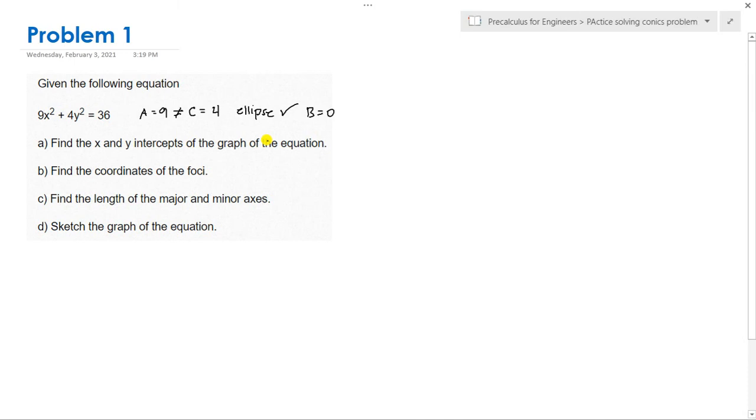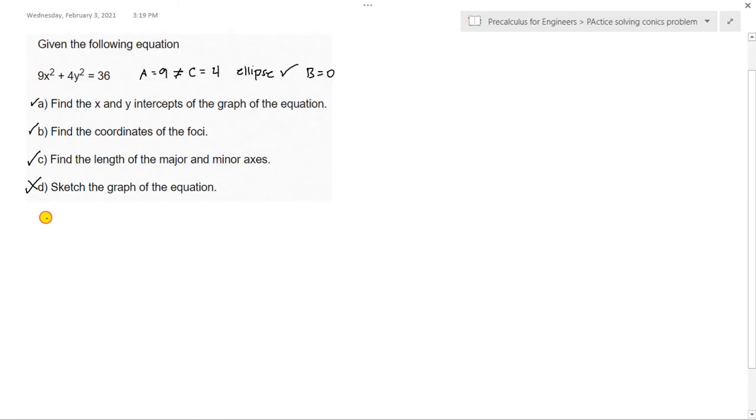So, we have here four requirements. The first one is the x and y intercepts. The second, the coordinates of the foci. Next is the length of the major and minor axis. Then, sketch the graph. Let us ignore letter D. We just do the mathematical solution here. So, for A, solving x and y intercepts.